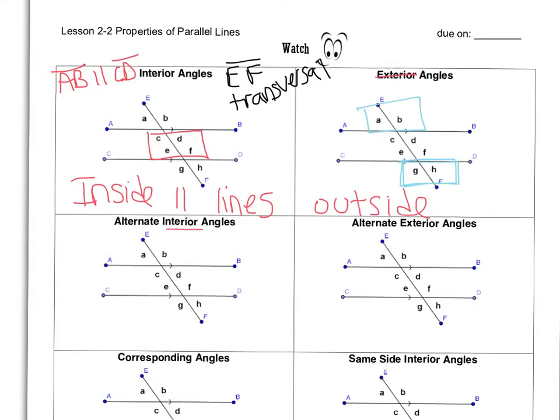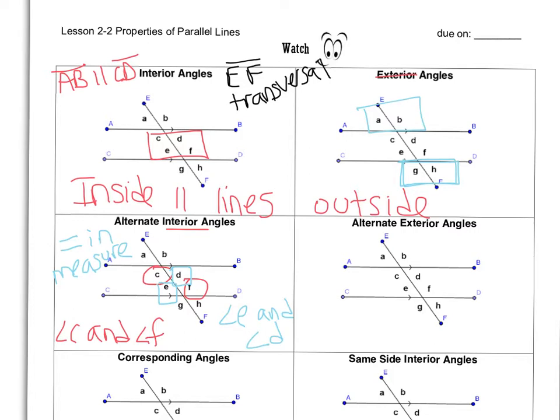Alternate interior angles means that they're on the inside, but they're on opposite sides of our transversal. So C and F are a pair of alternate interior angles. And then we also know that E and D are another pair of alternate interior angles. These angles are always equal in measure. So that means that C and F are the same degree measure and E and D are the same degree measure.